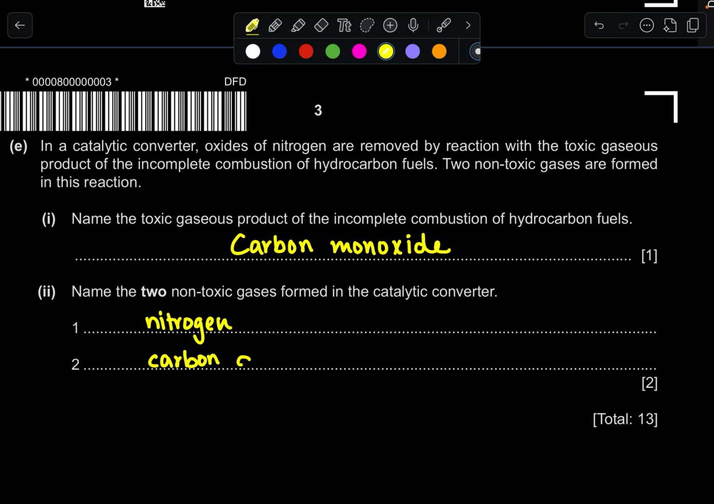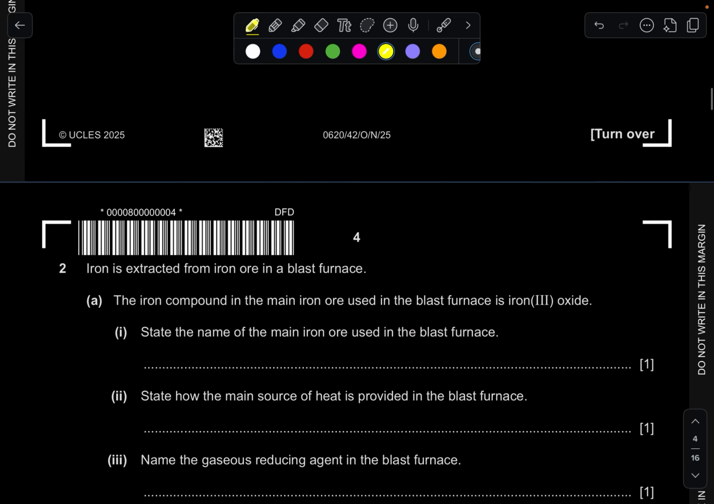Now, some of you might think carbon dioxide is toxic. No, it's non-toxic. Though it causes global warming, it does not kill you, right? You're just exhaling it all the time, so it's non-toxic because it doesn't kill you.